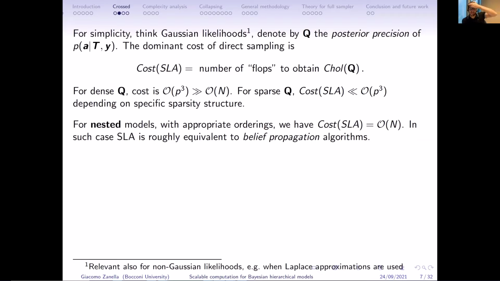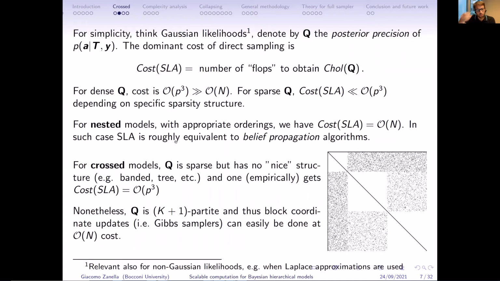For nested models, as I mentioned before, there is a tree-like structure of dependence. So the fact that your conditional independence graph of your parameters A given T and Y is a tree allows you to use algorithms such as, for example, belief propagation, which, if you're not familiar with that, is like an extension of the Kalman filter to trees, which can perform computation at linear cost. And even if you use default sparse linear algebra packages, if you order the variables in the right way, you will get a linear cost in the Gaussian case.